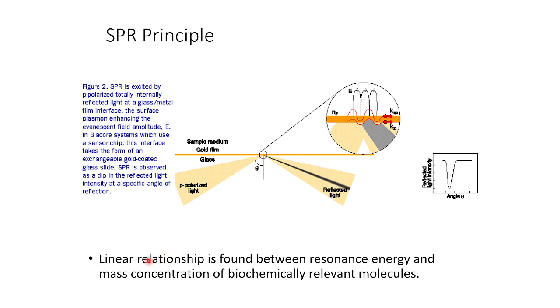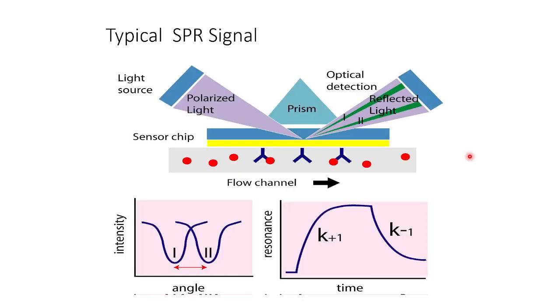So you will see that a linear relationship is found between your resonance energy and the mass concentration of your biochemically relevant molecules, and when you plot the reflected light intensity versus your angle, you get a curve like this. So it's an inverted cone. So this is the SPR principle.